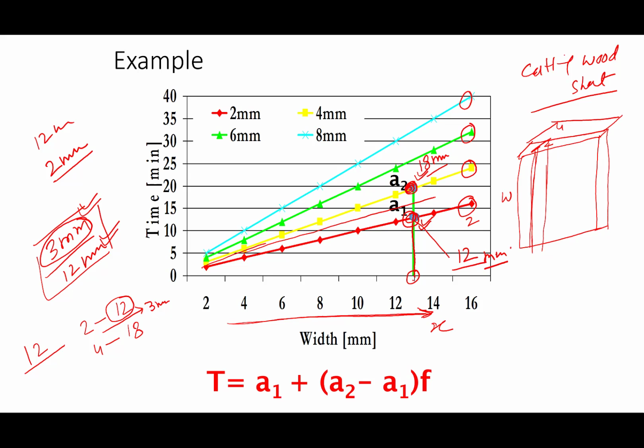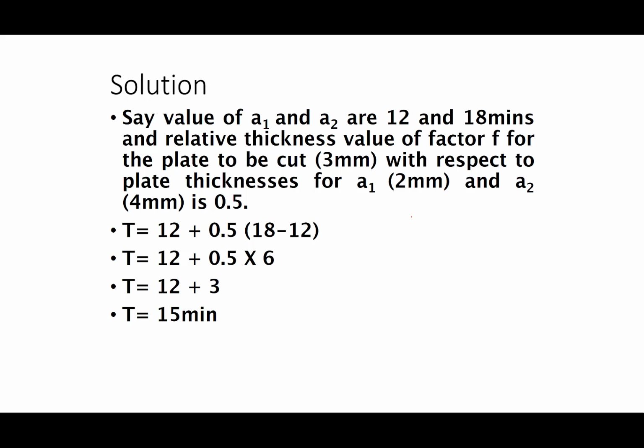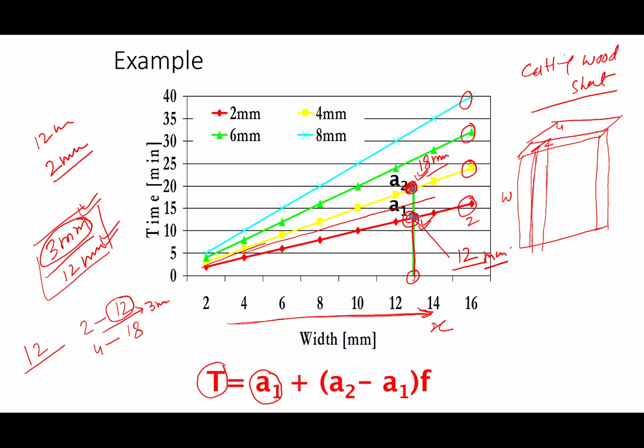So what we do is use a simple equation. T is equal to A1, the time required for cutting the 2 mm thick sheet, plus the extra time, which we have to determine from the time available for the 4 mm sheet and the time available for the 2 mm sheet. Here that is 18 minus 12. This is the extra time taken to cut the 4 mm sheet compared to the 2 mm sheet.